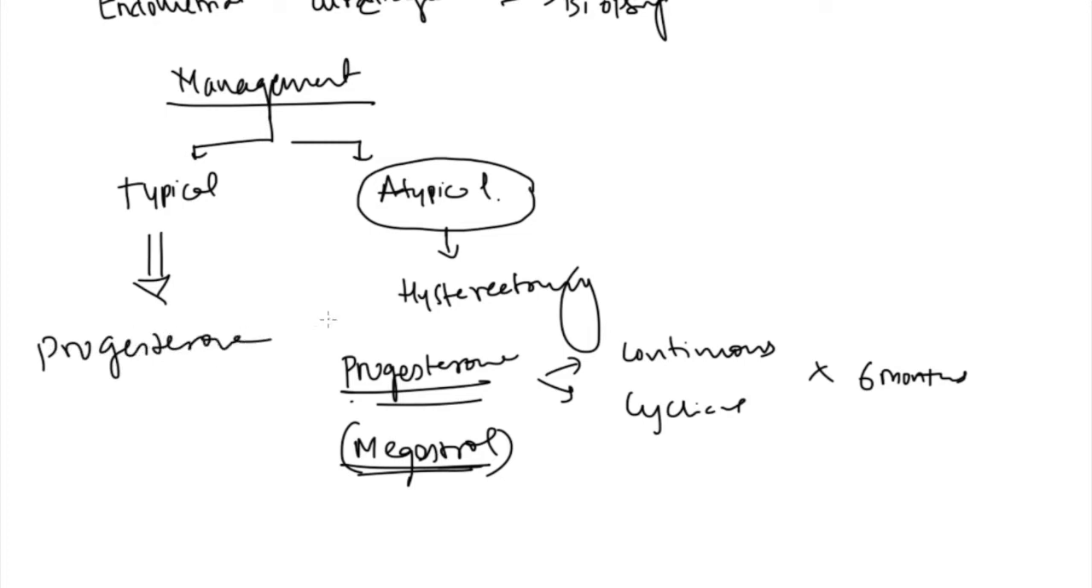Okay, simple. So if it is simple or complex with typical cells, what you will do is try to manage it with hormones, that is progesterone. But if they are atypical cells, because the risk of carcinoma is higher, we'll straight away go for hysterectomy. Okay, that is how you manage endometrial hyperplasia. So now let us go ahead and discuss carcinoma.